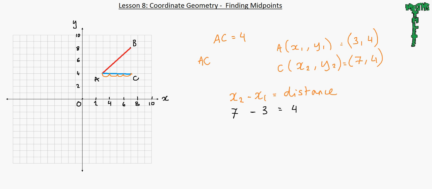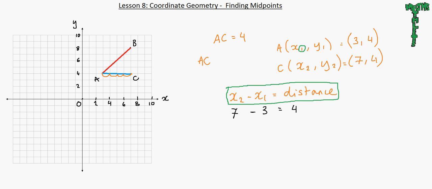So now we have formulated what you call a shortcut. Now we just plug in. We will always refer to the ones with the 2's as the second point. Usually A is always the one with the 1's. And this also works with the y-axis.